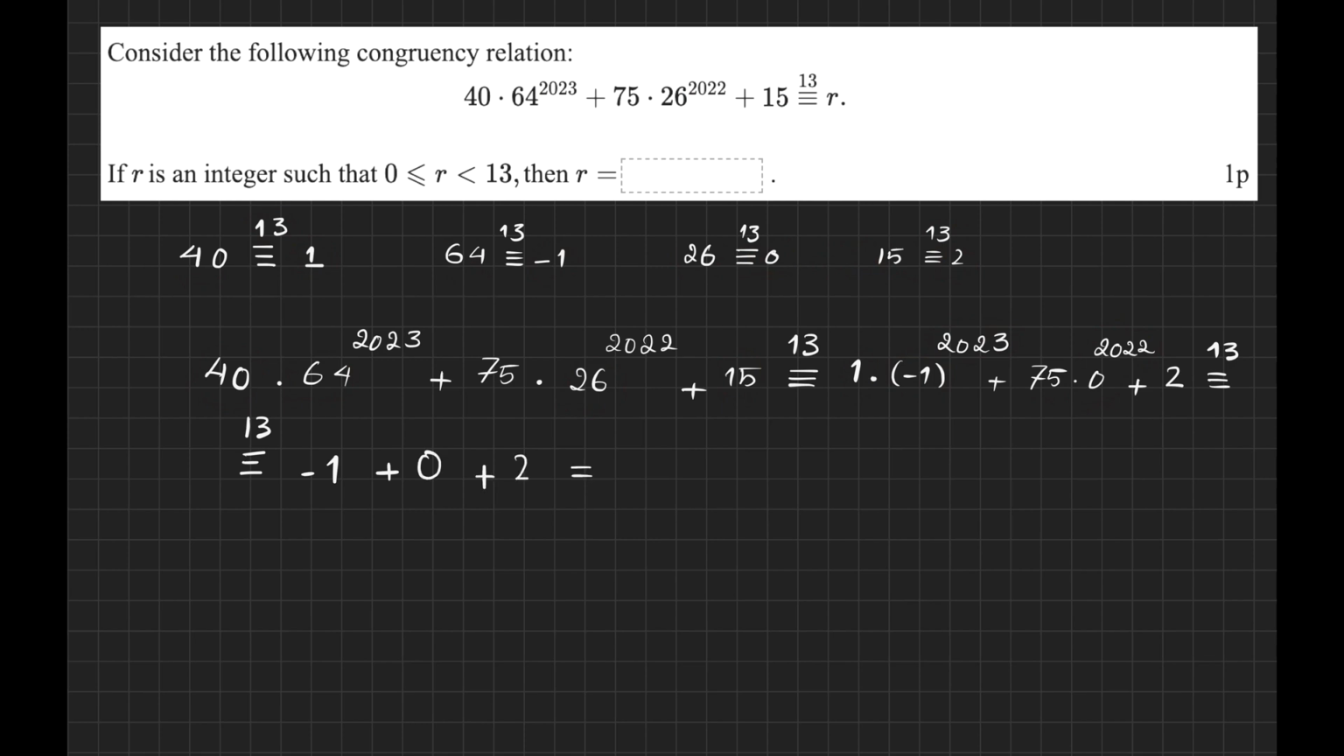And then if I do this very simple calculation, -1 plus 0 plus 2 is simply 1. And that is the answer that you have to write here. So the solution is r equals 1.